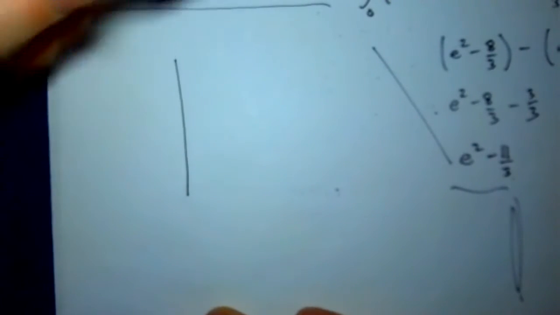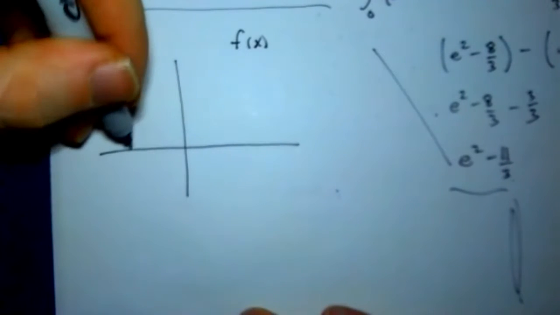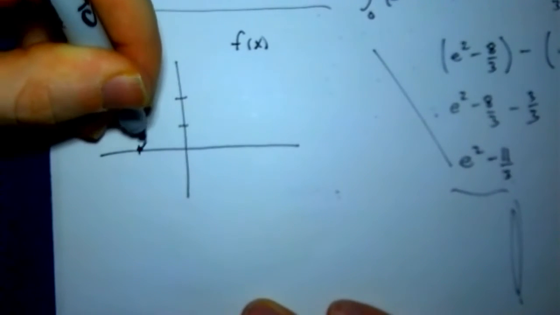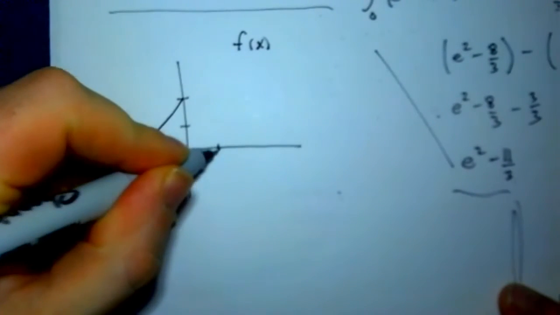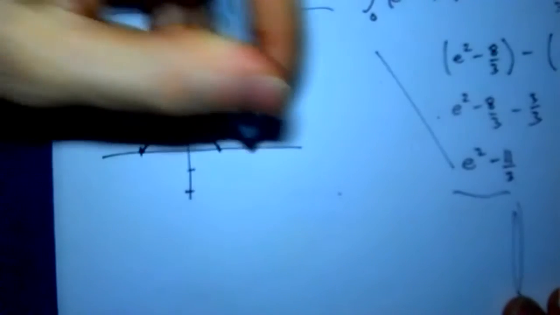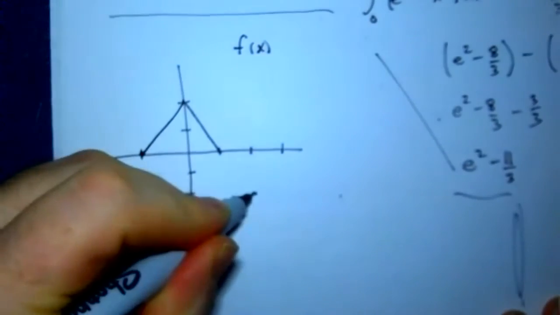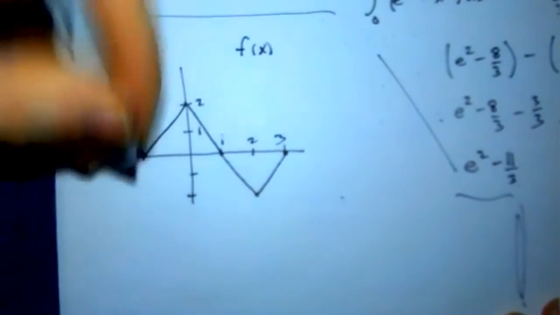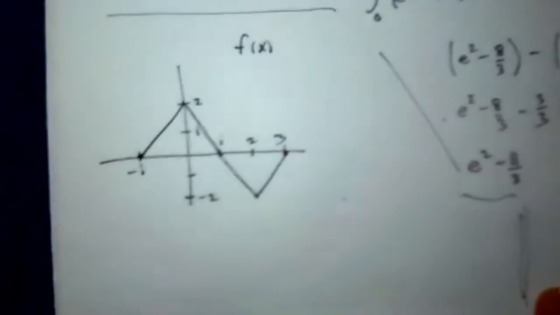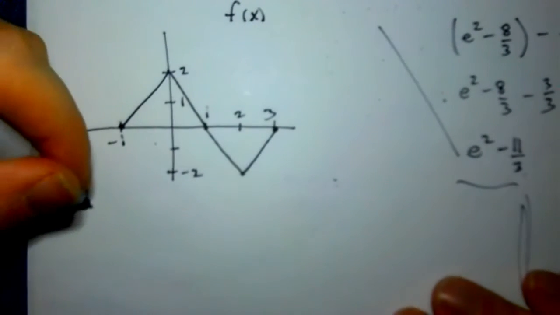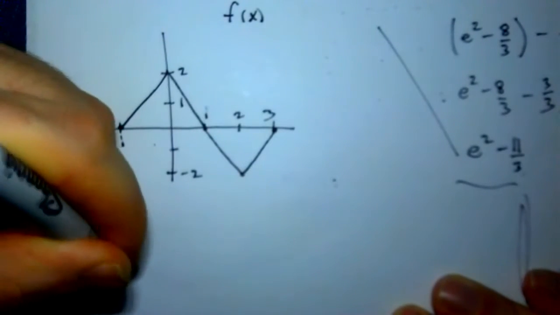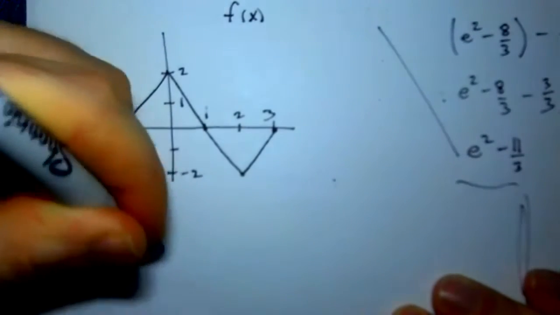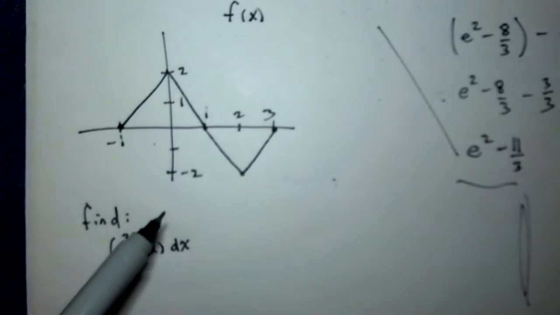All right, next, this will take 2 seconds for you to understand. We just never did one yet. This is the graph of f of x, and let's get some dimensions here. So that's 1, 2, 3, 1, 2, -1. Real quickly, let's sketch that out. We're looking to find the area under the curve of the graph that I'm given.